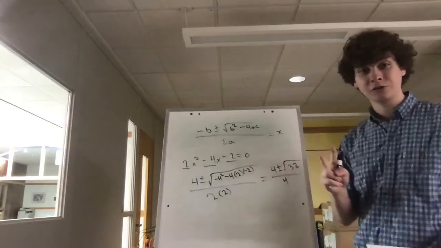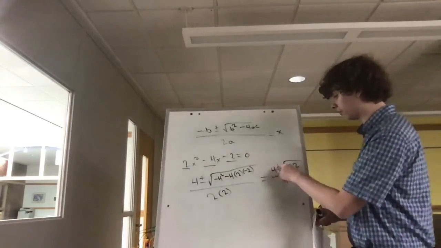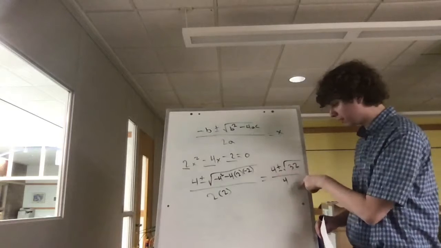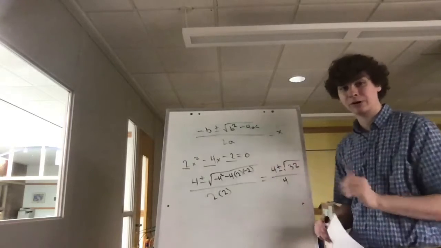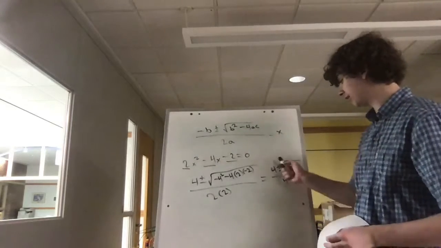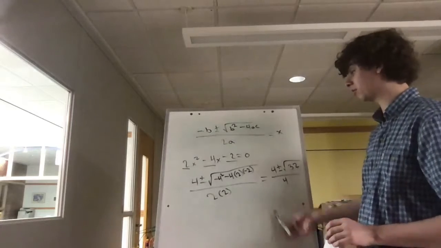But just know there are two solutions embedded in this. You have 4 plus the square root of 32 over 4, or you have 4 minus the square root of 32 over 4. So that's the important thing to remember. And so hopefully this makes some sense.